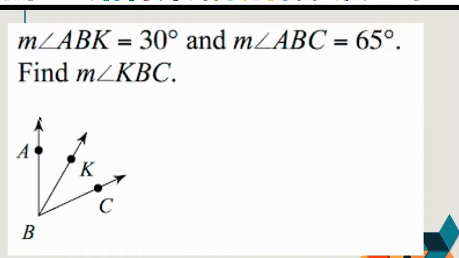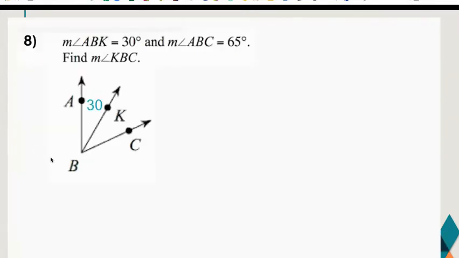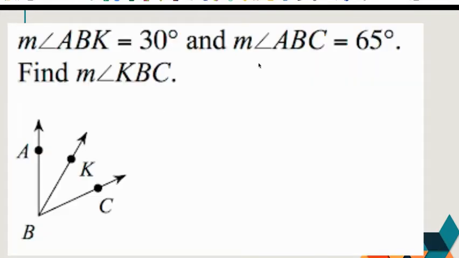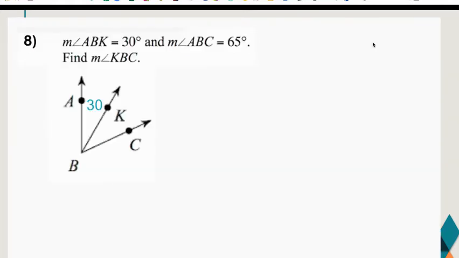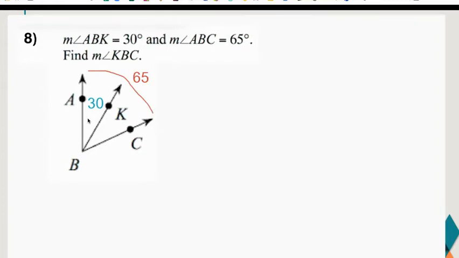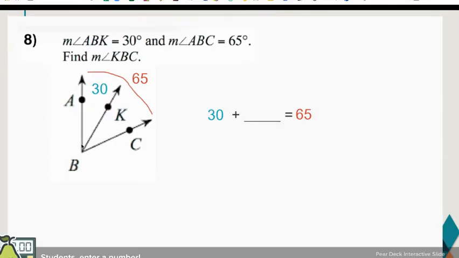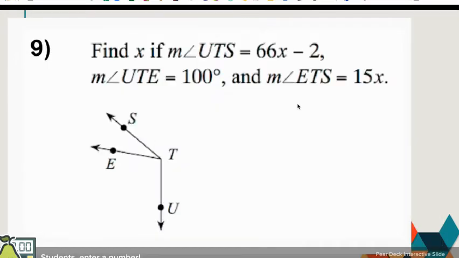So now we're still going to add the two small angles together to be the big angle. But this time we know the measure of the big angle. So this is a little different. ABK is 30. This angle is 30. ABC is 65. The whole big angle is 65 degrees. So the 2 angles are going to add to be 65. So then KC has to be 35.